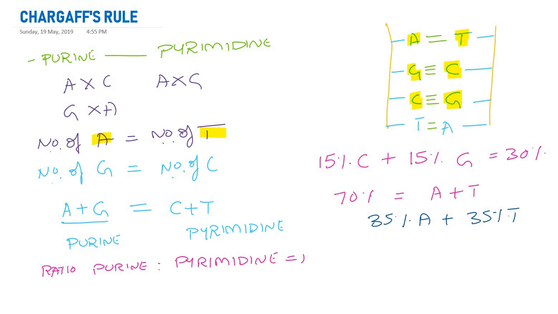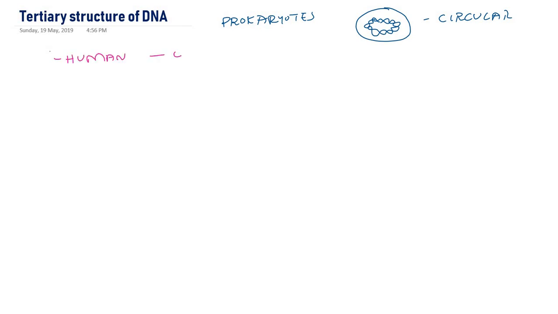Let us see the tertiary structure of DNA. Prokaryotes don't have a nucleus, and in prokaryotes the DNA is circular and both ends are attached, so there is no 5 prime end and 3 prime end. Whereas in human beings, in eukaryotes, the DNA is linear. Our DNA is present inside the nucleus, and even though it is linear, it is a highly coiled structure.